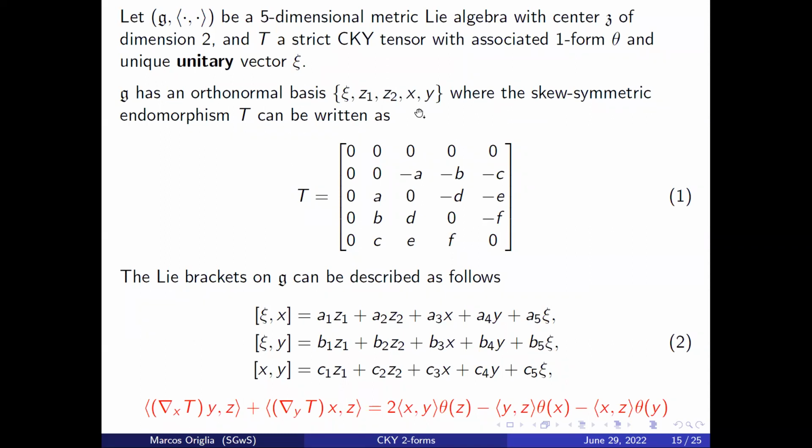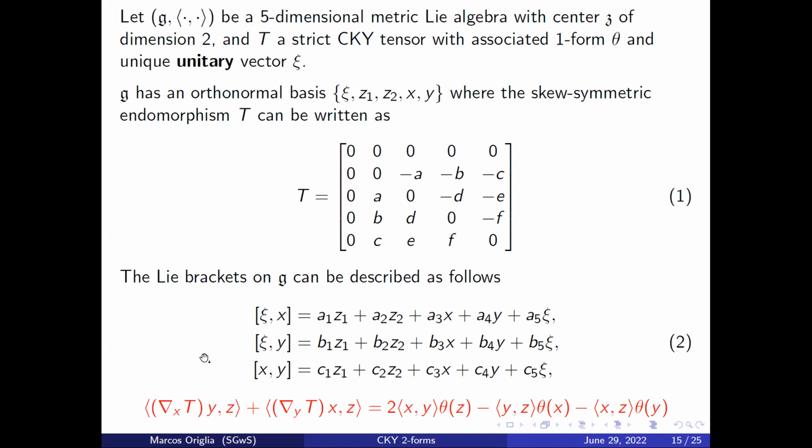The special vector is unitary. Then we have an orthonormal basis. Set 1, set 2 are the guys in the center. And then we have two more elements. This is the general form of a conformal Killing 2-form. And we have the Lie bracket.